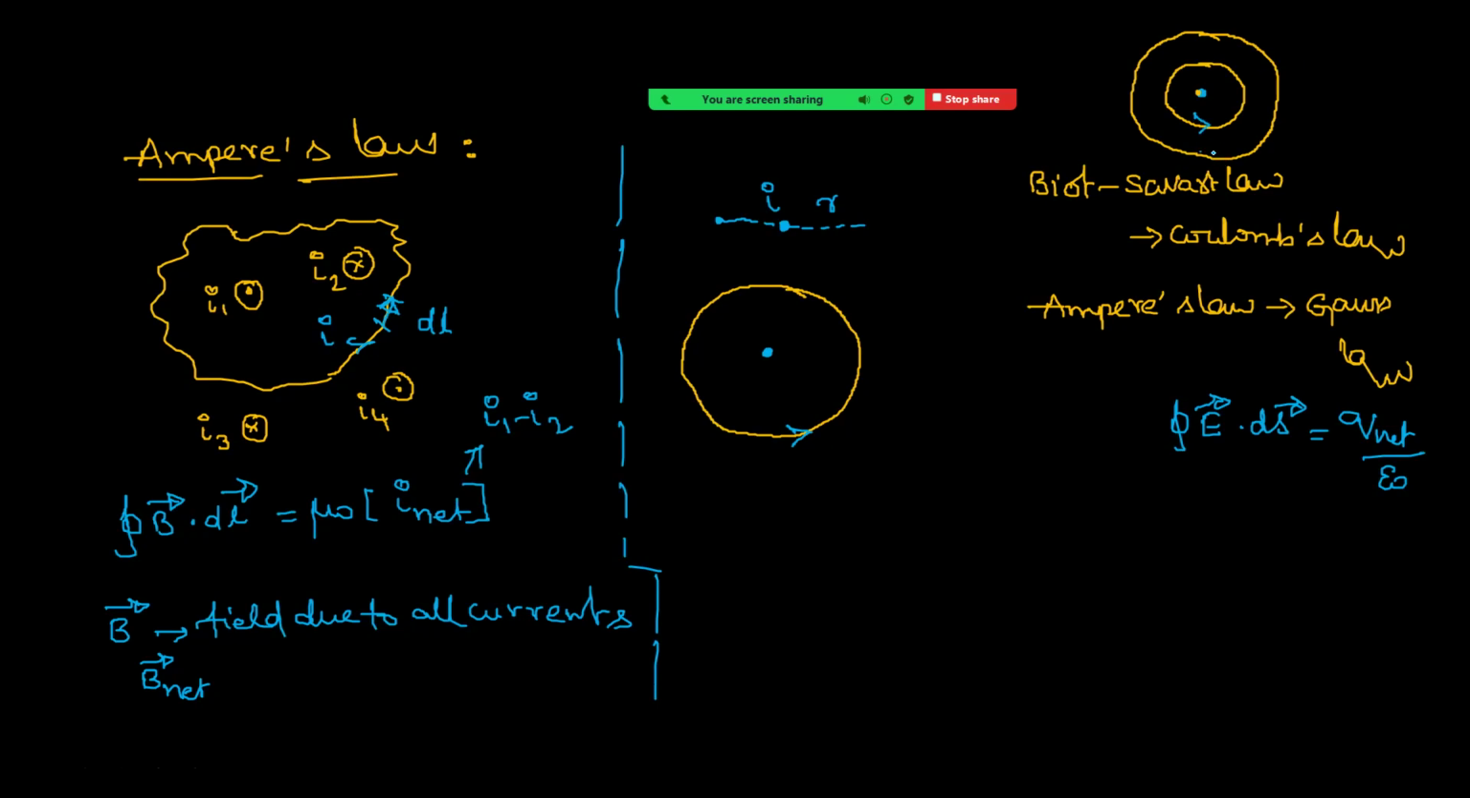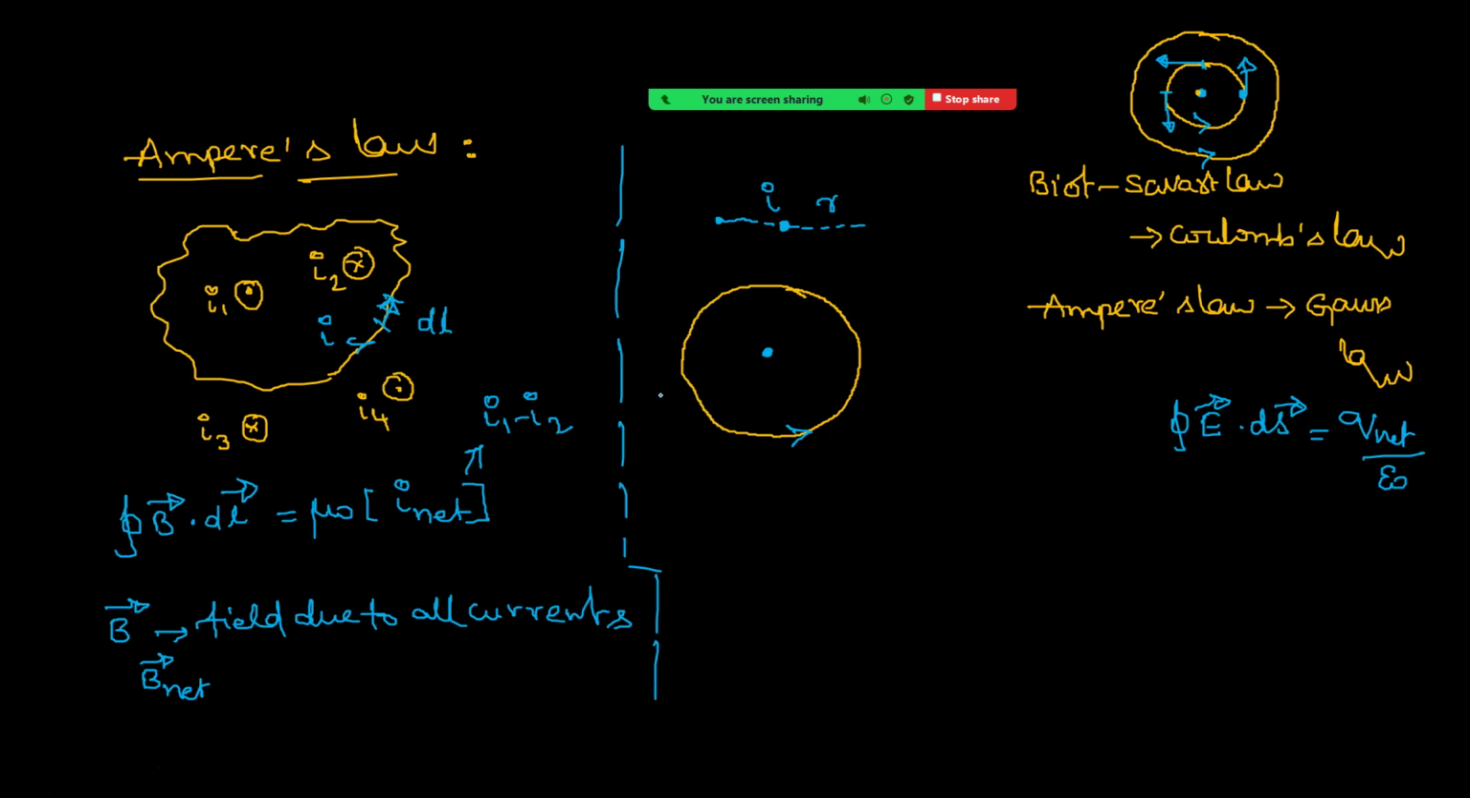the arrow is anti-clockwise. Suppose I want the field at this point, then the tangent will be like this, that is the direction of the field. If you want the field at this point, the tangent will be like this. If you want the field at this point, the tangent is like this. So field lines are concentric circles.